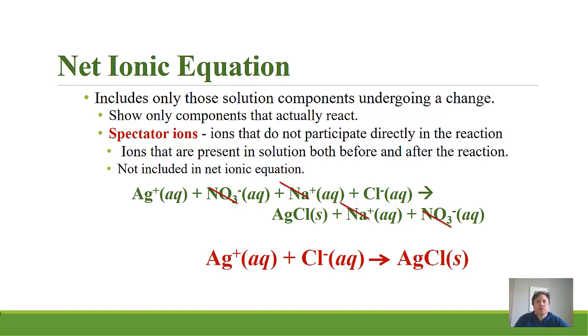So molecular shows us everything, but it shows the species written as compounds. Complete ionic shows everything aqueous broken apart, solids stay together, and then net ionic only shows us what's changing. In this example, the sodium and nitrate are spectator ions, so we got rid of them.